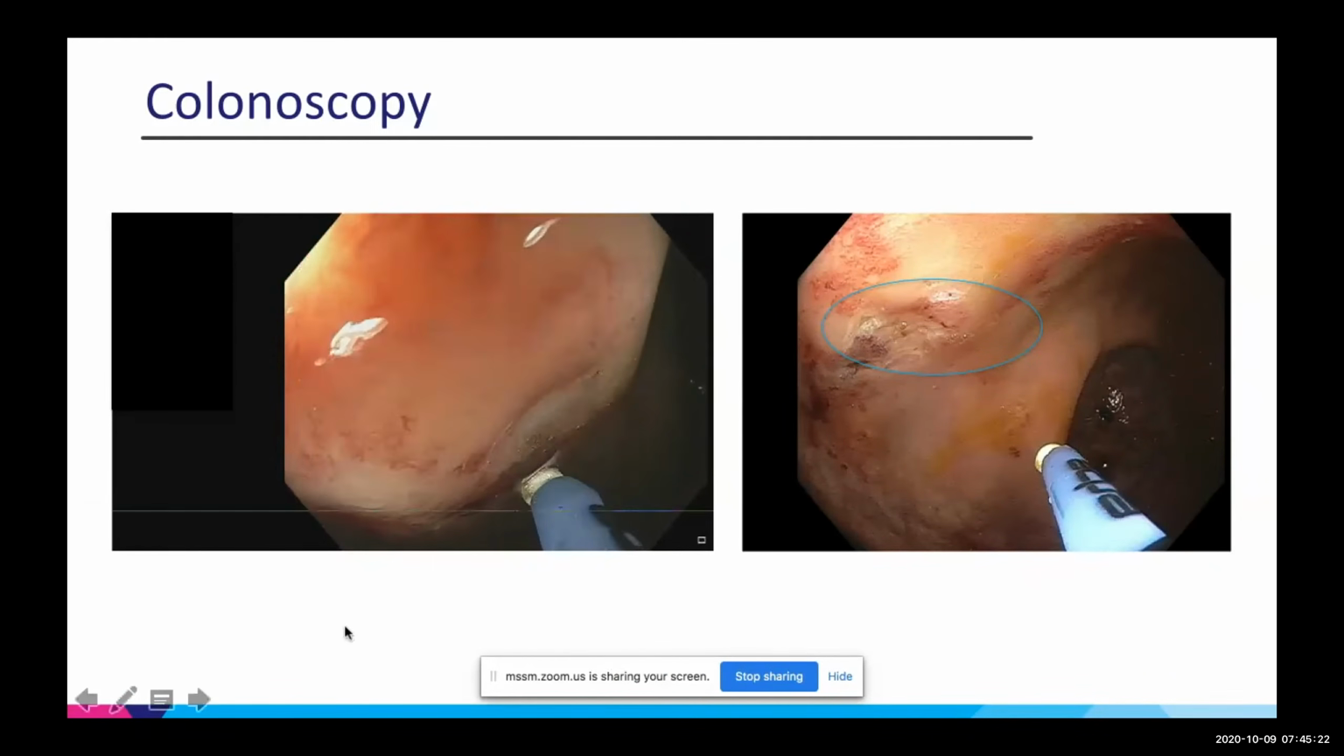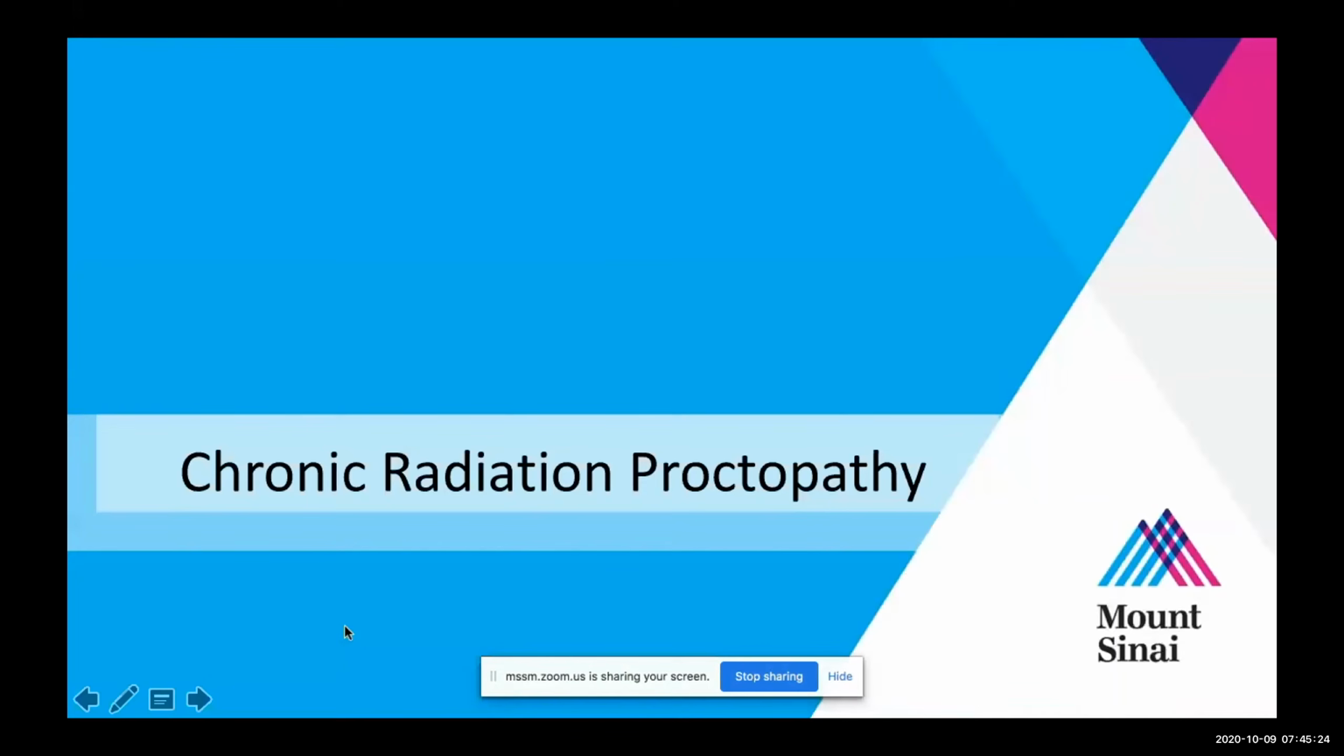Let's speed things along in the interest of time. So today I'm going to speak a little bit about chronic radiation proctopathy, which is simply defined as epithelial damage to the rectum from radiation that is associated with minimal or no inflammation. Oftentimes you'll hear people refer to this entity as radiation proctitis, which is in fact misleading since it inaccurately implies a chronic inflammatory condition of the rectum.